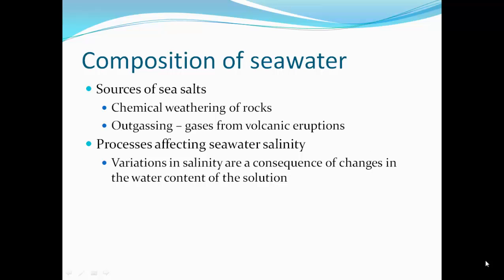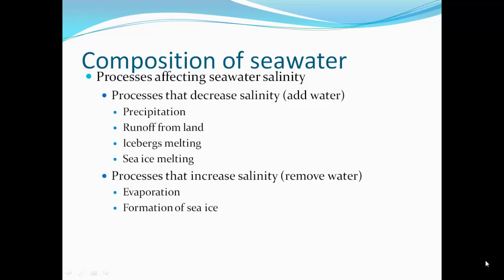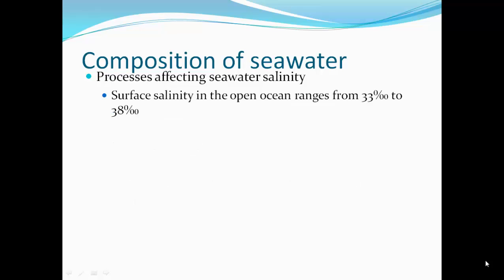Processes that affect seawater salinity. Well, variations in salinity are a consequence of changes in the water content of the solution. Okay. So, processes that decrease salinity, so add water, are precipitation or rainfall, runoff from land, melting icebergs, and sea ice melting. The processes that increase salinity, or remove water, are evaporation and the formation of sea ice. Okay, surface salinity in the open ocean ranges from 33 parts per thousand to 38 parts per thousand.